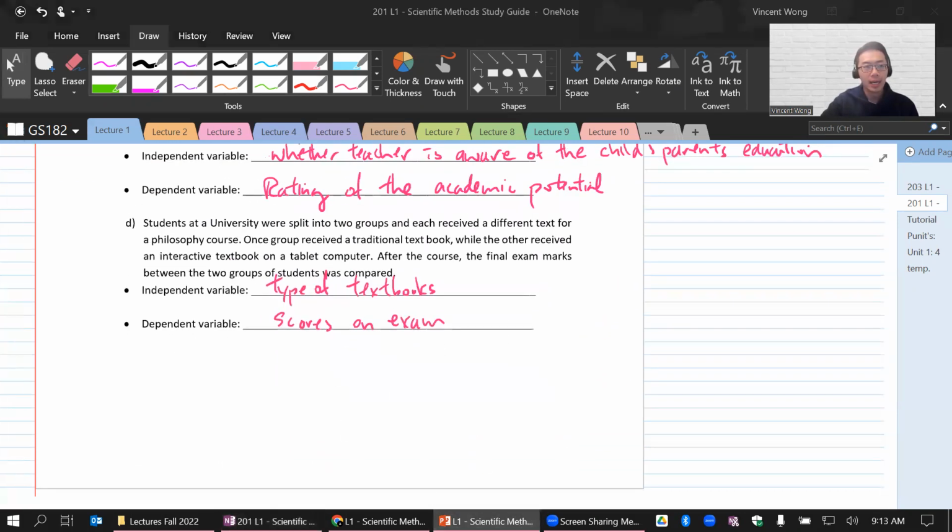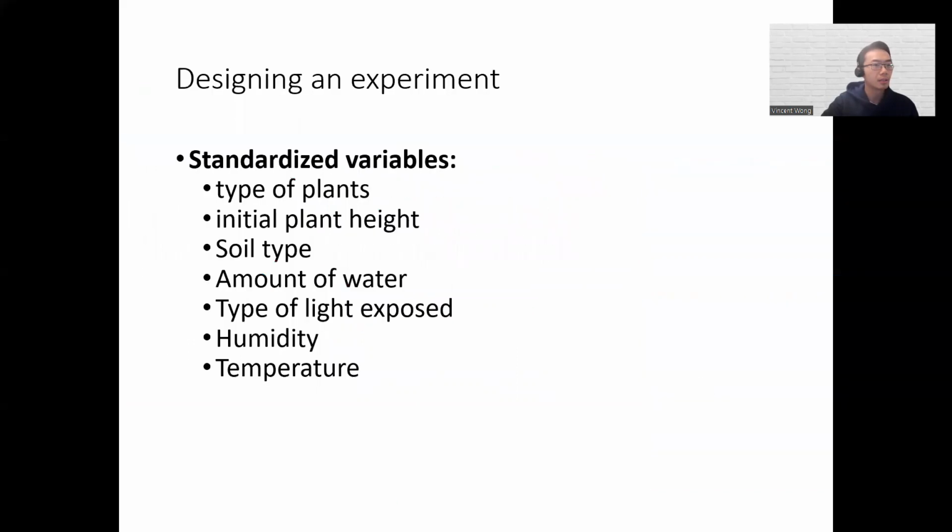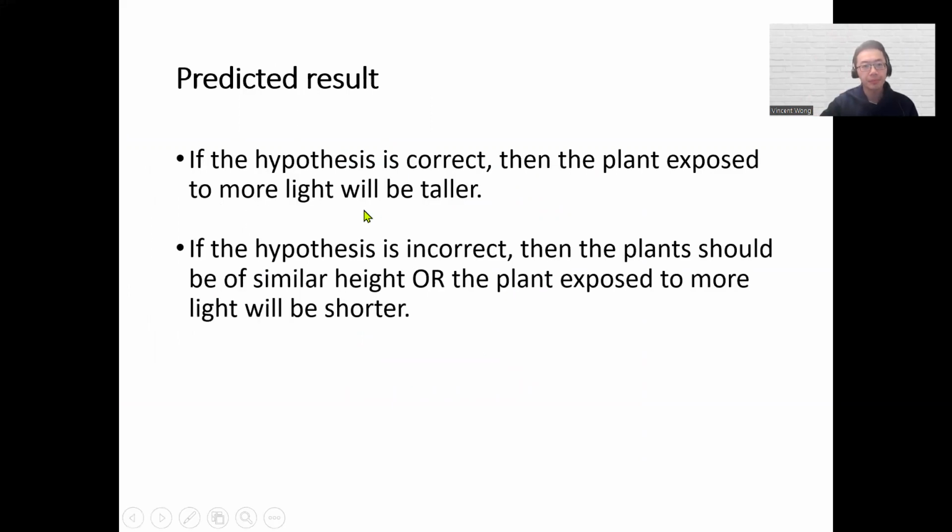All right. Good. I hope you learned something there. But I want you to also keep in mind, there are all these standardized variables that must be maintained unchanged for all of the groups when you do an experiment. We're going to come back to this in a bit.